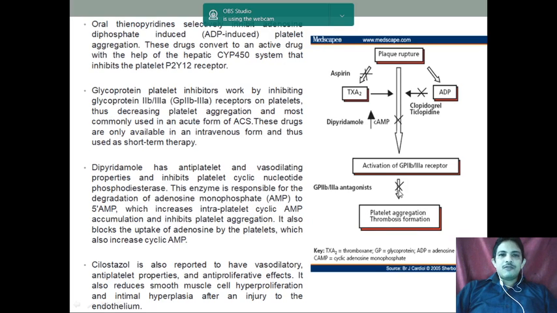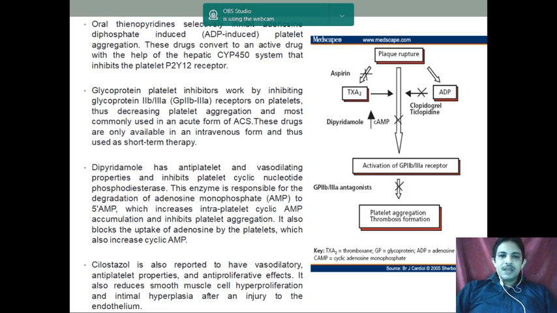Now what are the different drugs? Clopidogrel-type drugs inhibit adenosine diphosphate induced platelet aggregation. They inhibit the platelet aggregation which is induced by ADP.